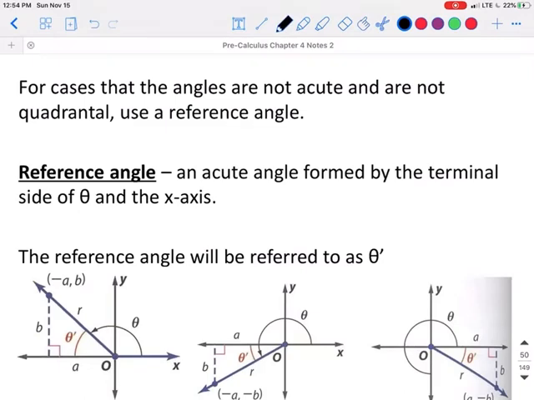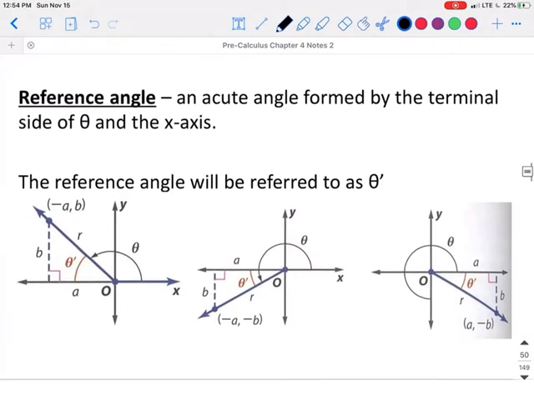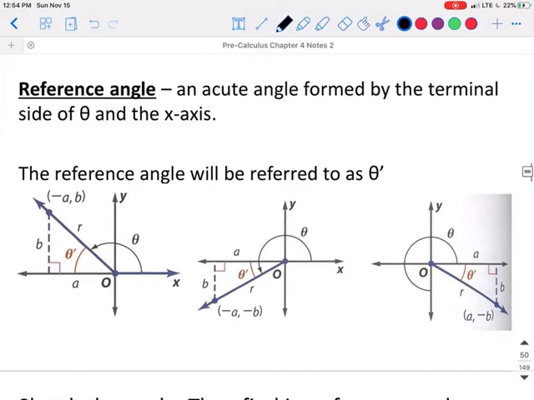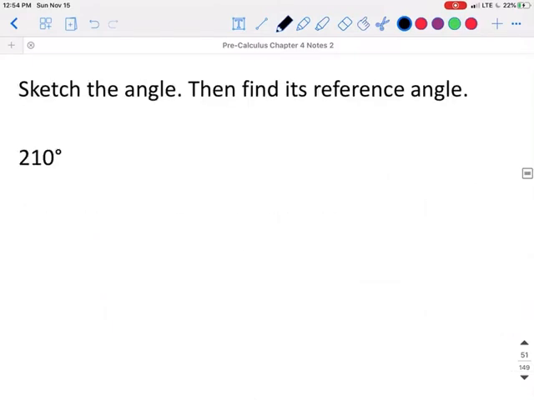For cases where the angle is not acute and not on the quadrantal, we can use the reference angle to find our trigonometric identity. The reference angle is an acute angle formed by the terminal side and the x-axis. So you're just going to find whatever distance it is from the terminal side of your angle to the closest x-axis. You're always going to find an angle that is less than 90 degrees. So sketch the angle, then find its reference angle.